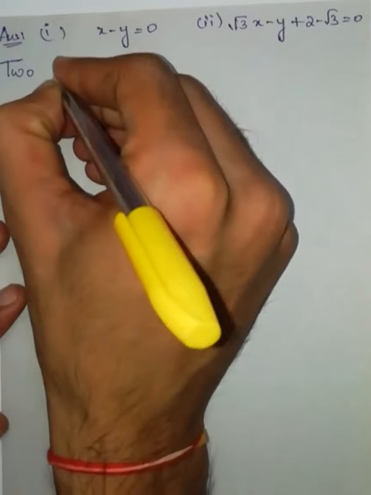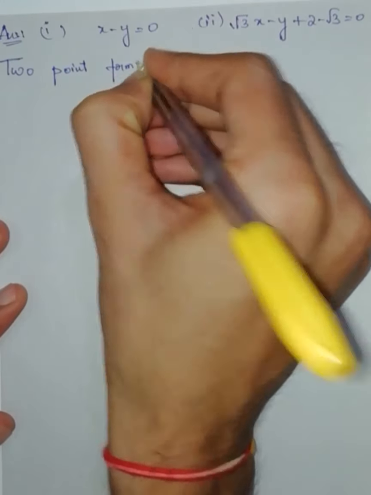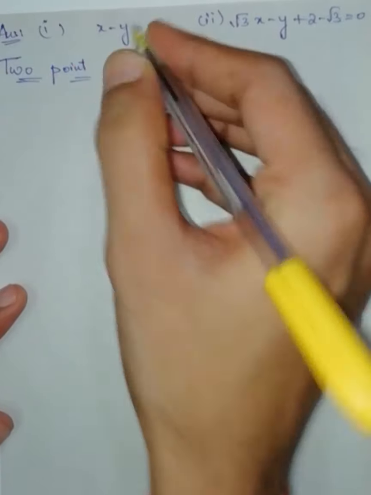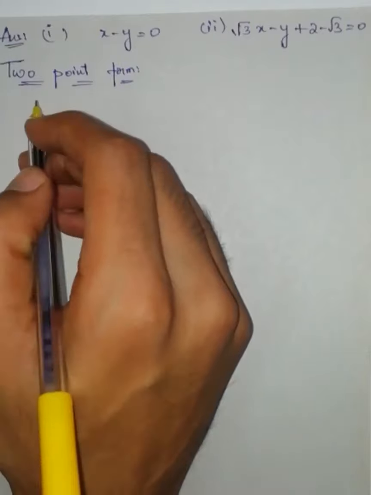Two-point form. If you know the 2 points on a straight line, then we can find the equation of the straight line by means of this formula.